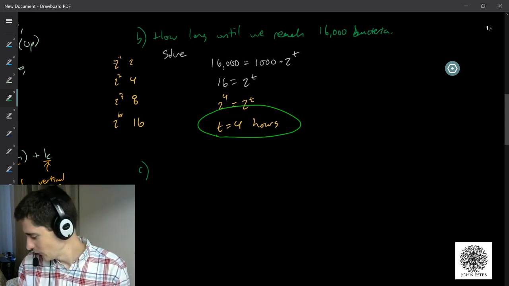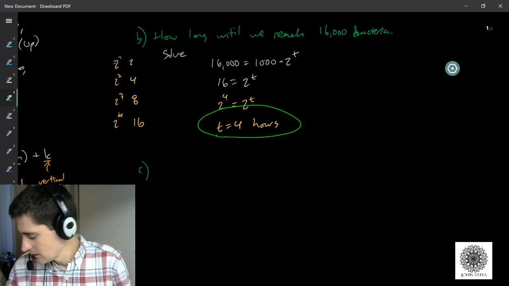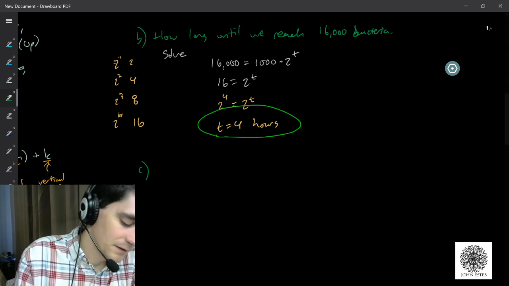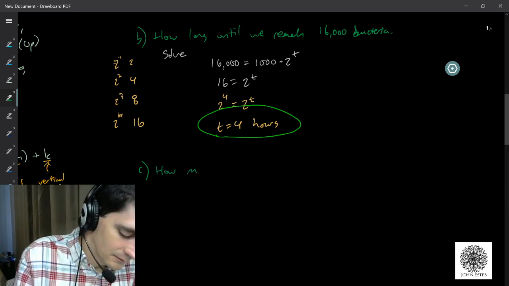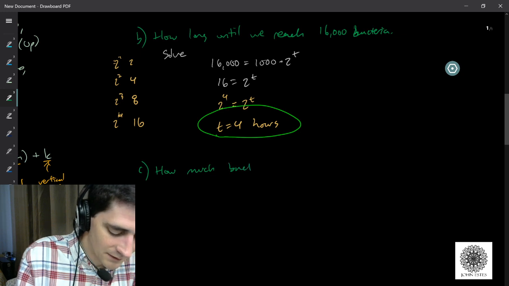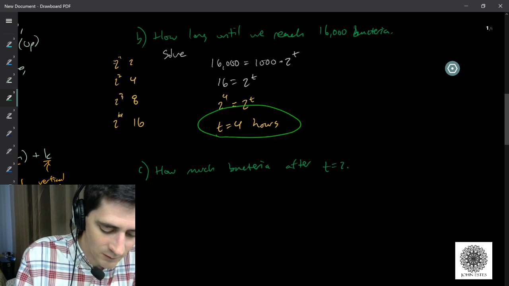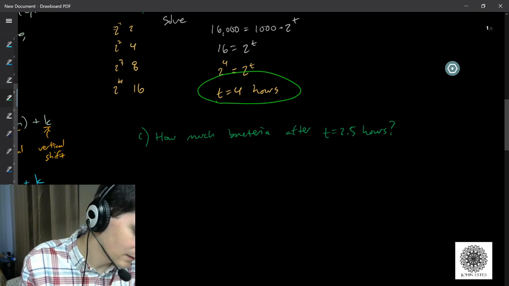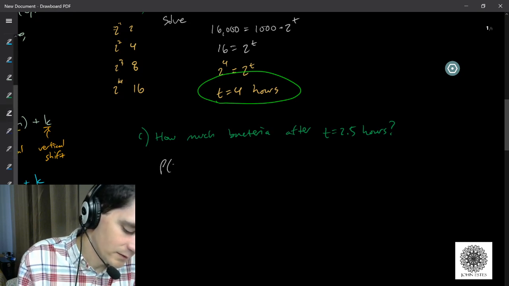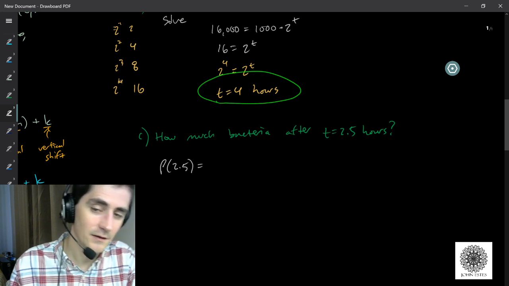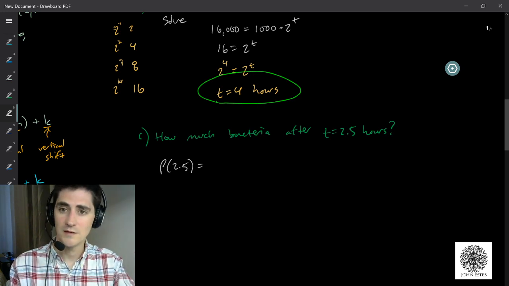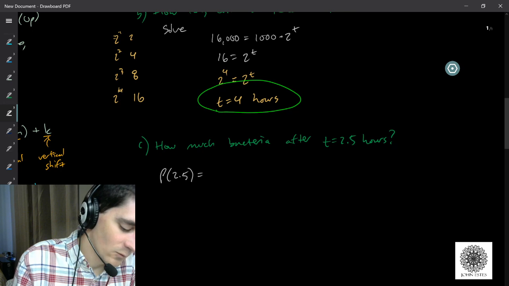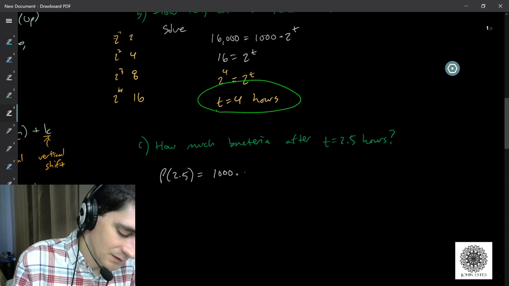All right, now the other thing we want to know is how much do we have after 2.5 hours? So how much bacteria after t equals 2.5 hours? All right, so this is just a matter of plugging in the value 2.5 in for t, right? Because didn't we say t measures time in hours? So I'm going to say 1,000 times 2 raised to the 2.5 power.